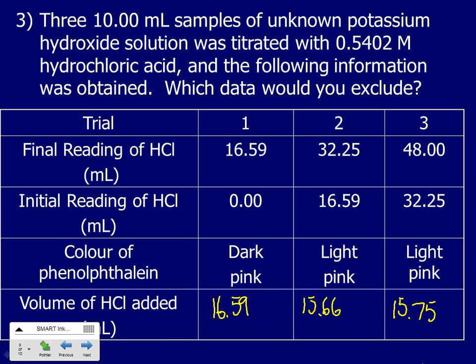15.75. Okay. Because what I wanted to illustrate was, look at these two are fairly close. You're off by 0.1. That's fabulous. The colors are light pink. That's good. Which data would you exclude? I would say we're not even going to include this number because it was like a practice run. We weren't sure where to stop.